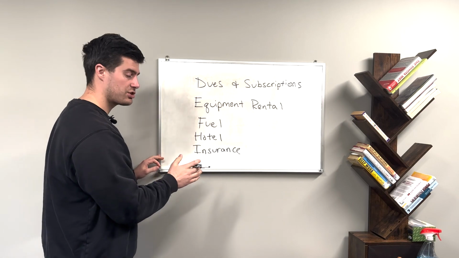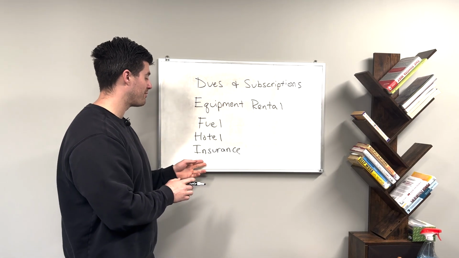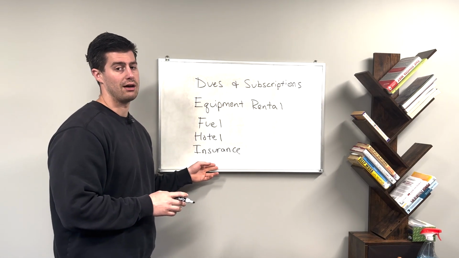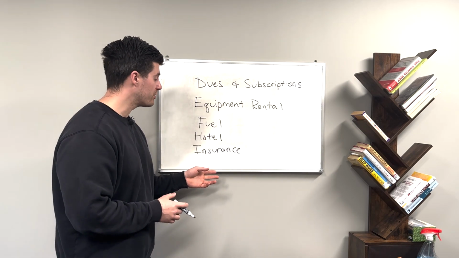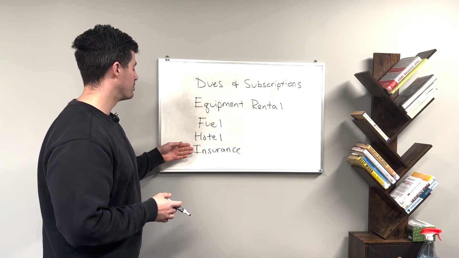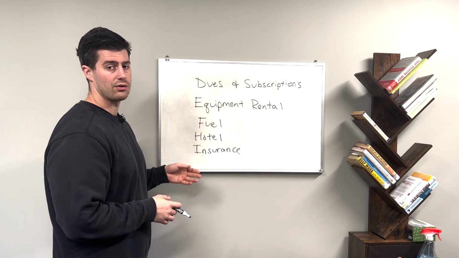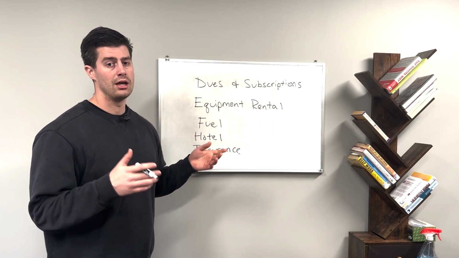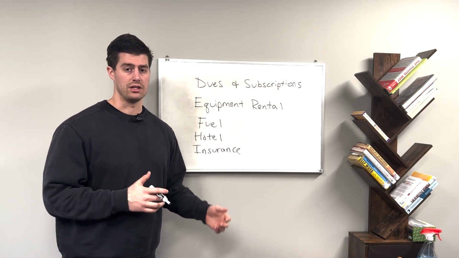Okay, the next category is insurance. Now you can break insurance down into sub accounts. You can have general liability insurance, you can have auto insurance, you can have health insurance, or you can just put everything into an insurance category. But this is pretty self-explanatory. Most businesses have some type of insurance.